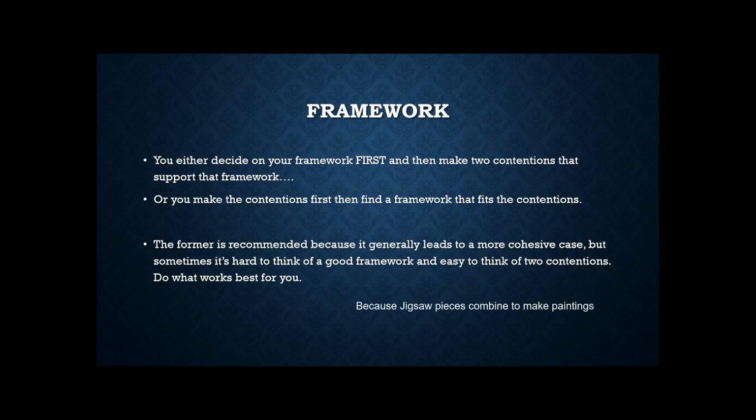You can either make your framework first. So if our topic is about whether the US should prioritize the economy over the environment, our framework will probably be about economic growth. We'll be saying, okay, well, we're valuing justice, and our criterion will be economic growth. And then you'll make two contentions based on that.